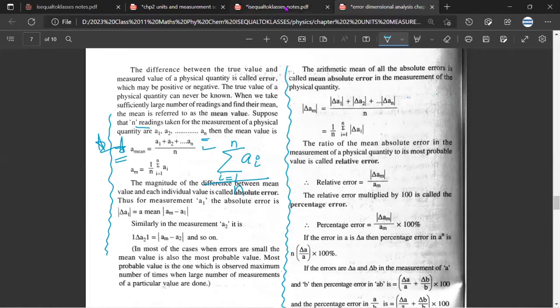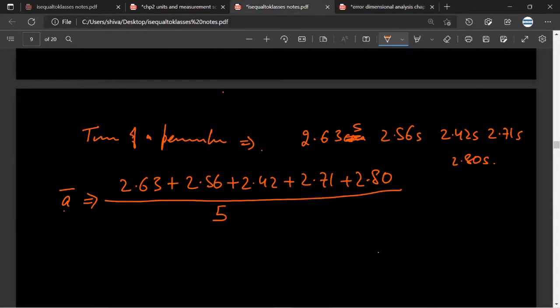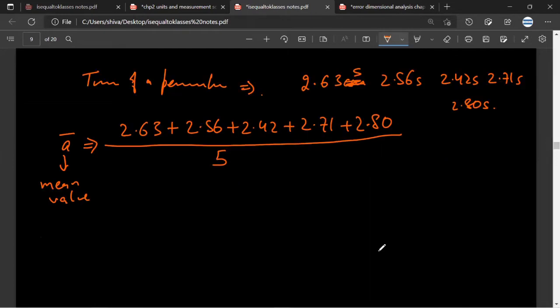Any doubt here? No, sir. This is called the mean value. And let us try to understand that sigma, how that sigma is written.